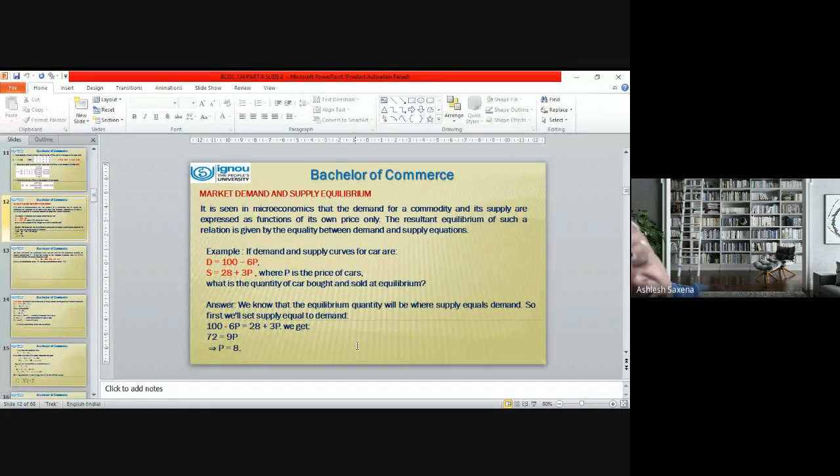Now we move on to another topic, the different applications of matrices and multiplication in economics. We will start with market demand and supply equilibrium. It is seen in microeconomics that the demand for a commodity and its supply are expressed as functions of its own price only. The resultant equilibrium of such a relation is given by the equality between the demand and supply equations.